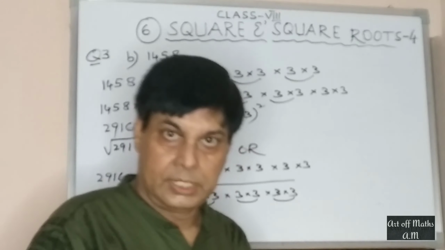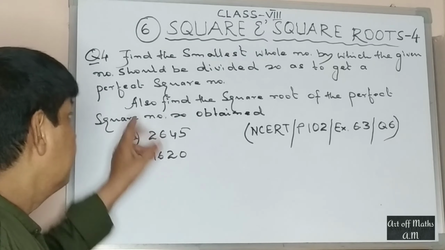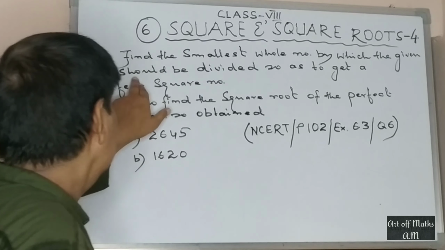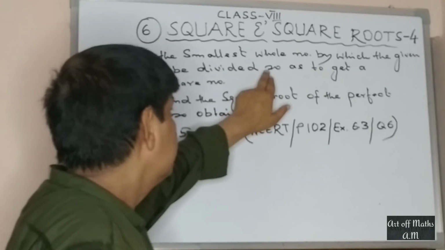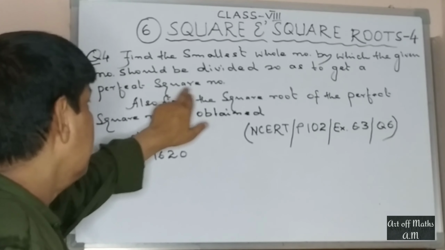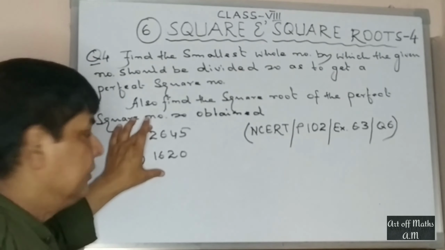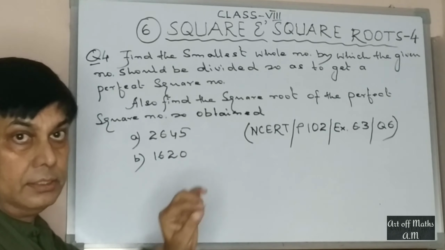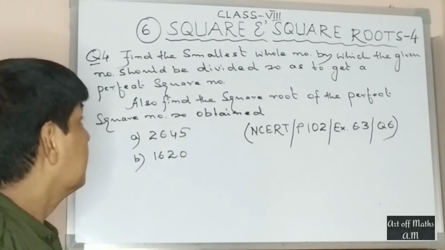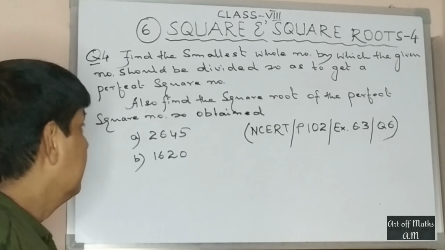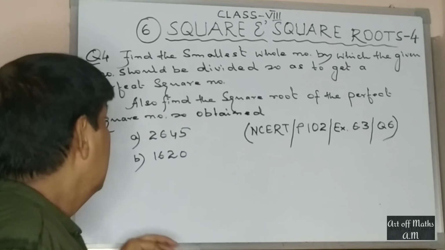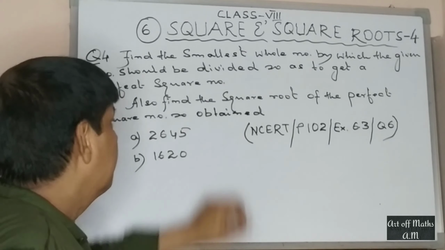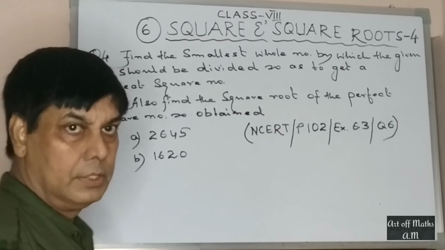Now coming to the fourth question. Find the smallest whole number by which the given number should be divided so as to get a perfect square number. Obviously, these are not perfect square numbers. We have to make them perfect square numbers by dividing by a particular whole number. That is to be found out. Now, also find the square root of the perfect square number so obtained. Okay, this is the question.